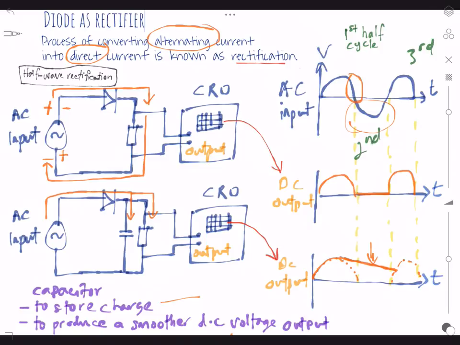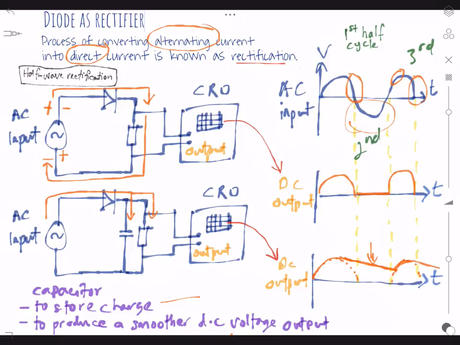During the third half cycle, over here, the same thing happens. The capacitor will be charged again, so the voltage will increase again. And when the voltage of the input decreases over here, the same thing happens. The voltage of the capacitor slowly decreases.